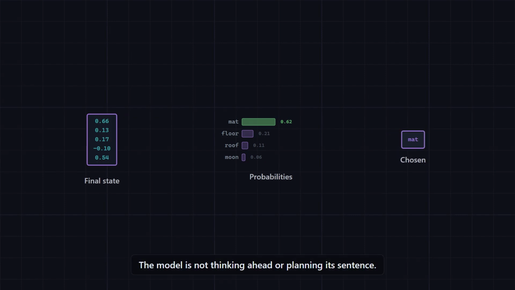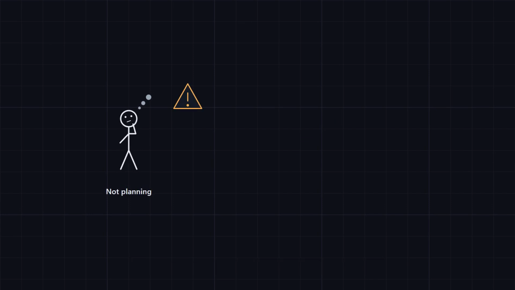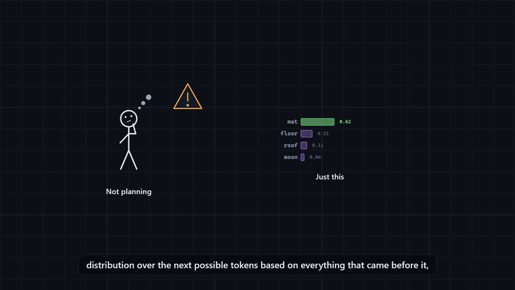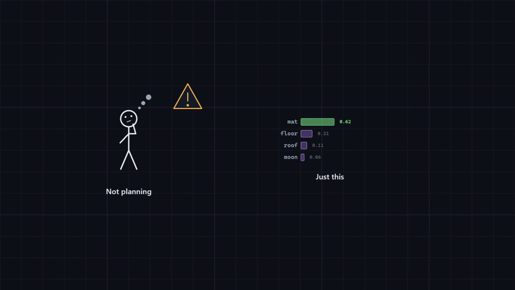The model is not thinking ahead or planning its sentence. It is performing an autoregressive calculation, predicting a probability distribution over the next possible tokens based on everything that came before it, and then selecting one from that distribution.